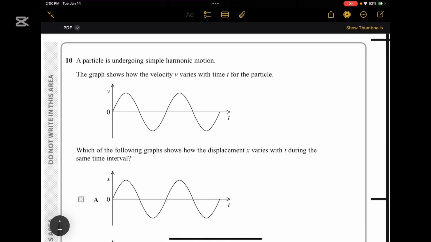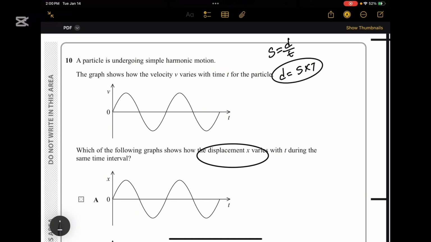So basically what they have said here is that a particle is undergoing simple harmonic motion. Very good. They have given us the VT graph of the simple harmonic motion, and they have asked us to write the displacement time graph. We know speed is equal to distance divided by time taken, and distance is equal to speed into time.